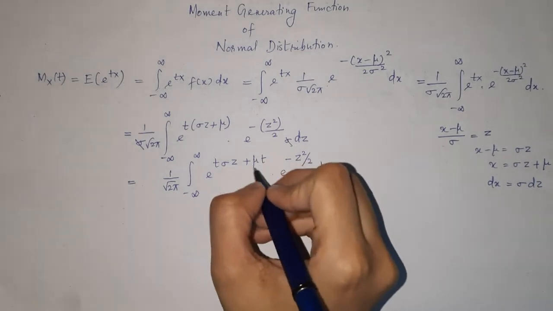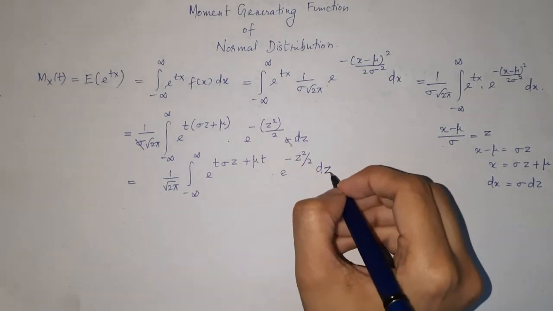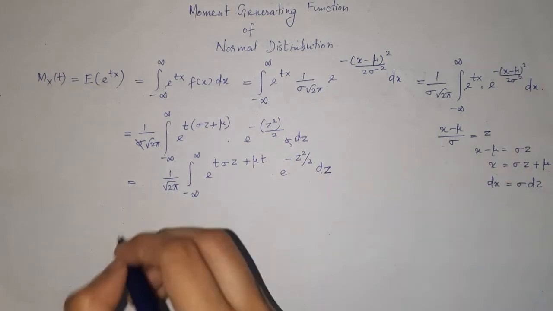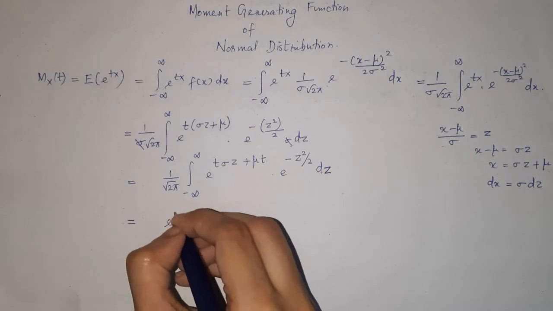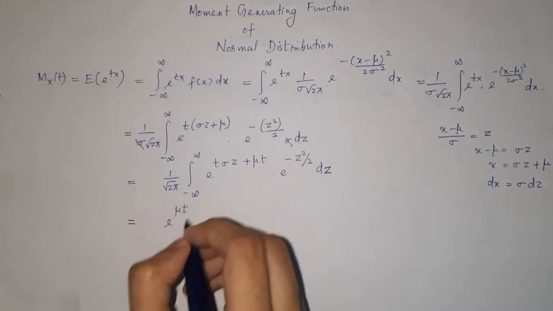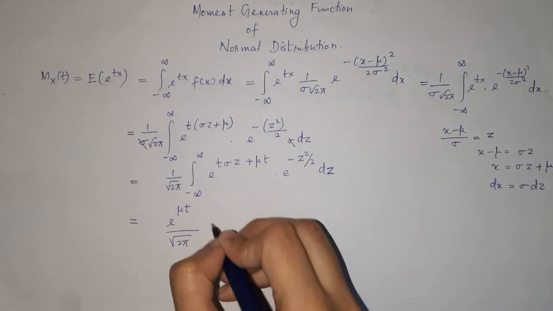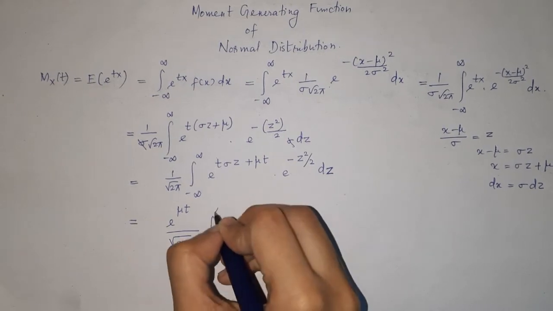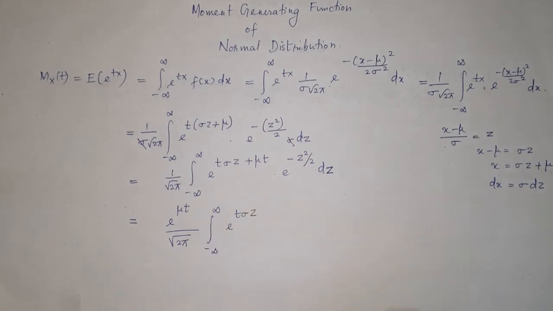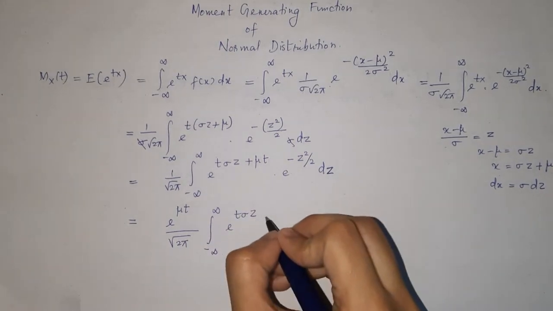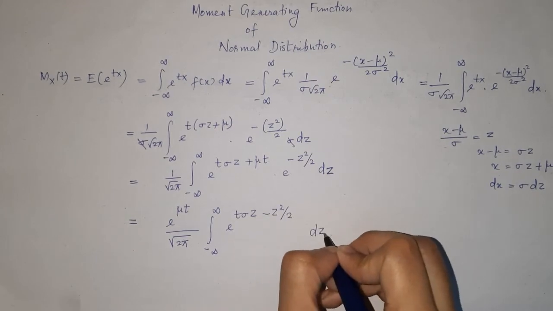Here e raised to mu t is a constant since the integration is with respect to z. So we can take that term also outside. e raised to mu t is taken outside. Root 2 pi is already there, and the integral from minus infinity to infinity of e raised to t sigma z minus z square by 2 dz.